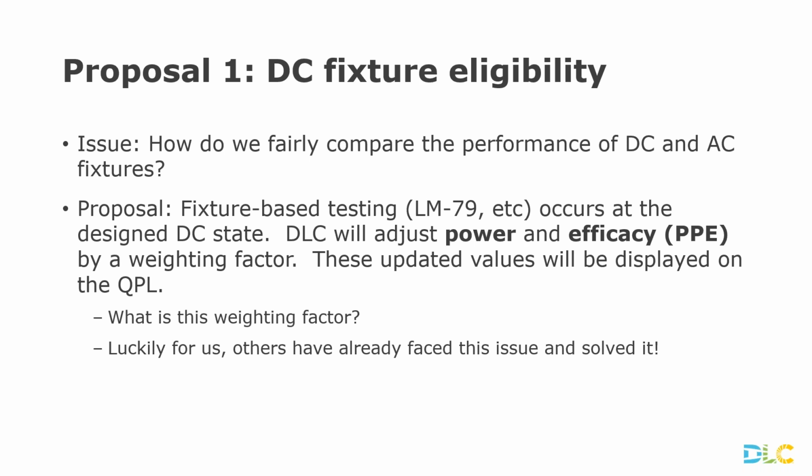We're proposing that we then adjust power and efficacy values by a static weighting factor. And these updated values, i.e. the non-DC ones, but the adapted, quote, equivalent AC ones, would be those that are displayed on the QPL. You're probably asking yourselves, what is this weighting factor? How are you picking it? How's this going to work?